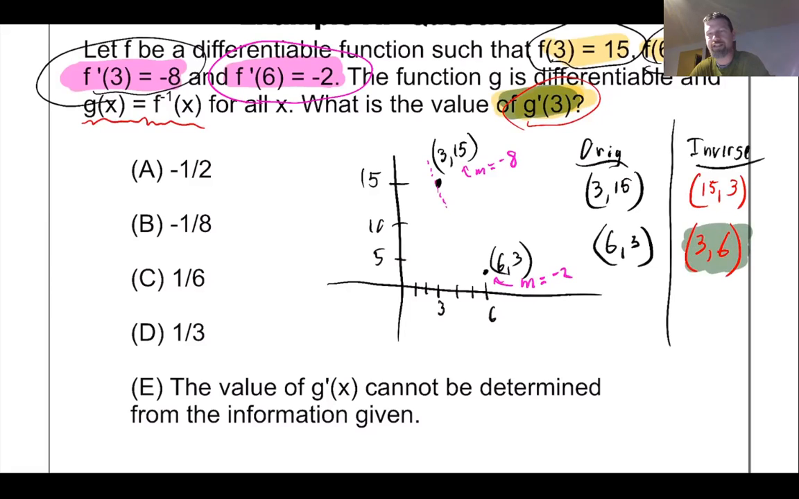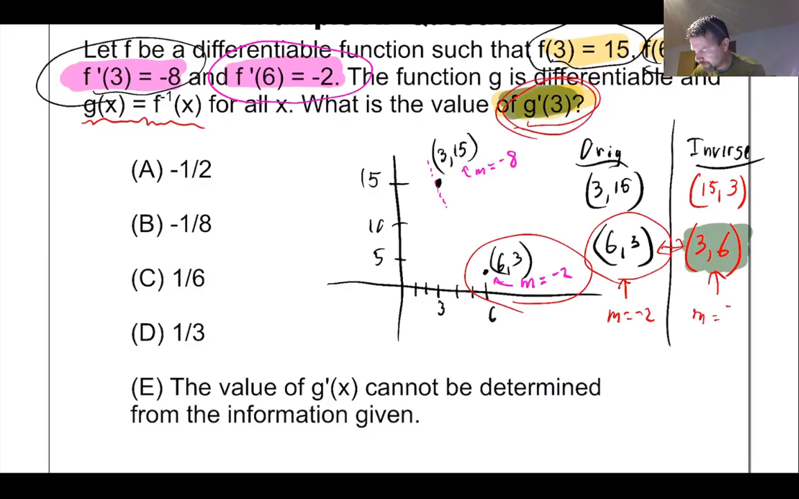This is my g function. I'm asking what is the derivative at the point x equal to 3. Well, on my original, that would correlate to the point (6, 3). That one had a slope of -2. So this point, g prime of 3, is going to have a slope of -1/2. So they gave us more information than I needed.